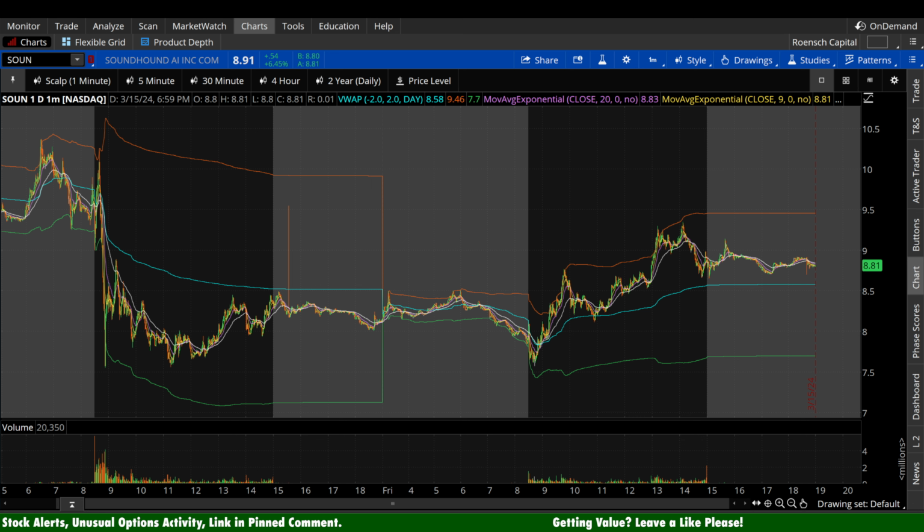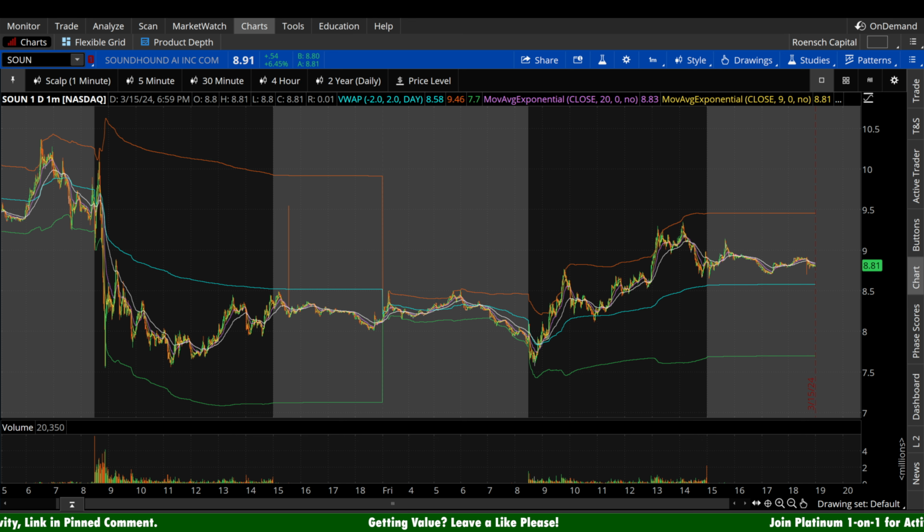Today we're taking a look at SoundHound AI stock, ticker symbol SOUN, on a variety of time frames in anticipation of the next trading day, Monday, March 18th.